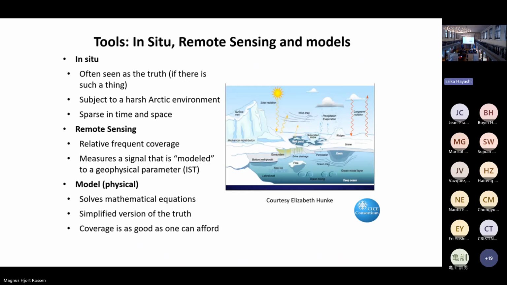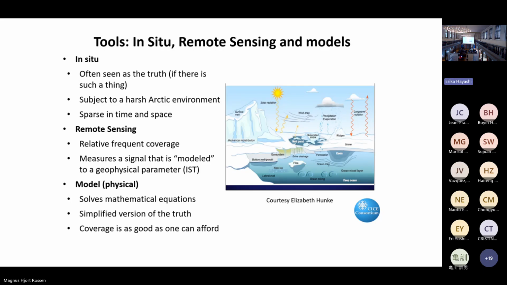So what do we have? We have the in situ observations. These are sparse in time and space because you only have the buoys that are put on the ice and they drift around, floating with the ice, and get dropped off when the ice melts or is exported. They are subject to a harsh Arctic environment, and often we use this as the ground truth, but as I will show later, just a little bit of snow on top of a buoy will change the temperature quite a bit, and that also has an impact on the truth. It is of course still the true temperature, but it's not the temperature where you want it, on the surface of the snow or the ice.